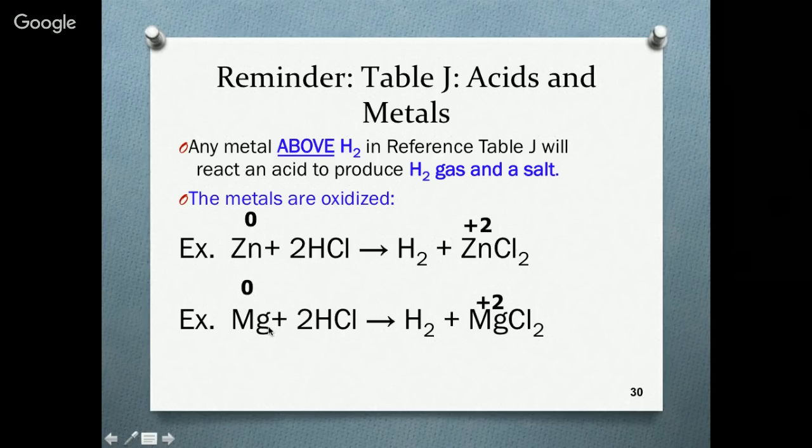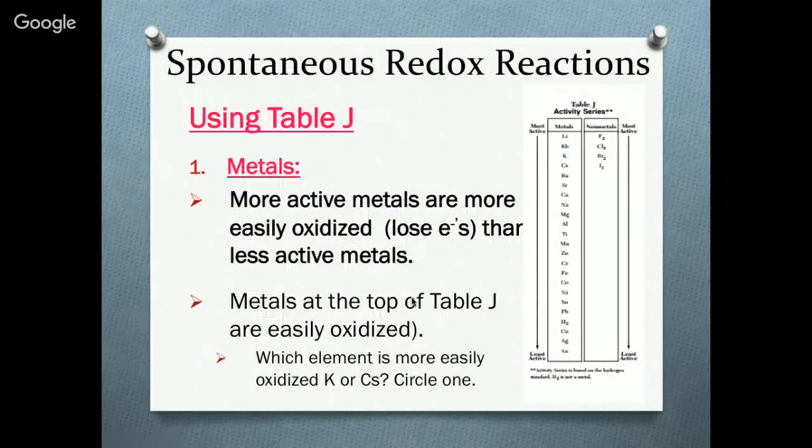In the next example, we have magnesium and H. Again, if it's higher up on table J, there will be a reaction and it will produce hydrogen gas. In general, there are two columns on table J, metals and nonmetals. The more active metals are the ones that are more easily oxidized, that lose their electrons, and they're at the top of table J. Which element is more easily oxidized, K or Cs? You look at which one's higher up. Since K is higher up, it's more easily oxidized. They could say explain in terms of activity: K would be more active.